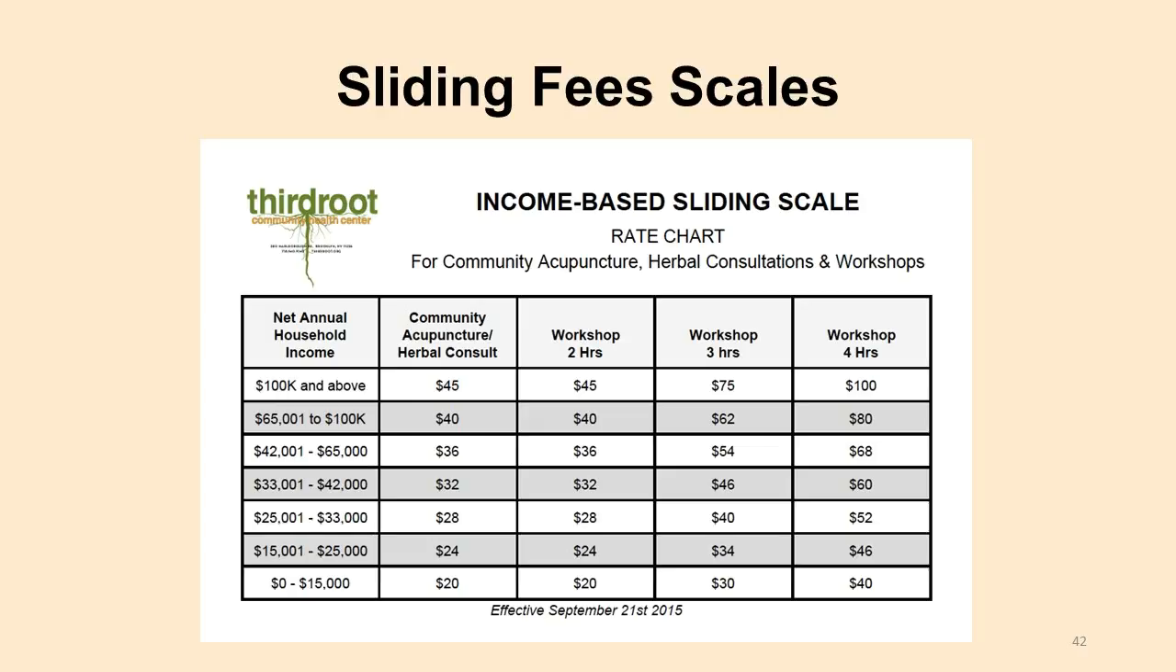So 0 to 15,000, then $15,000 to 25,000 is the second tier, the second level. We could think of it as a bracket. 25,000 to 33,000 is the third tier, and we see that it climbs. And so we have different services. We have community acupuncture and herbal consultations. We have a 2-hour workshop, a 3-hour workshop, and a 4-hour workshop. And as we see, as you go up the chart with higher income, the rate that you must pay for that service goes up.